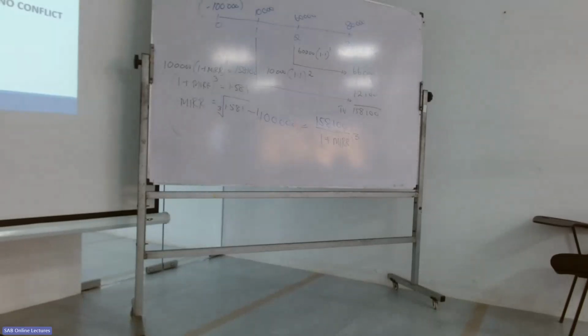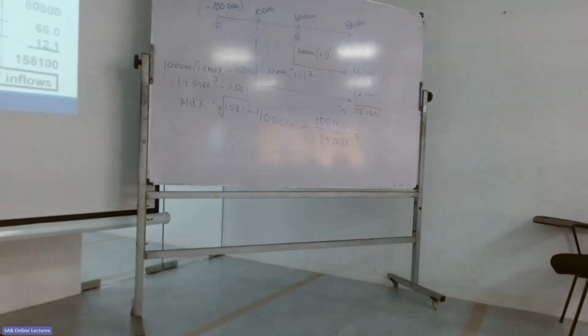I'm not going to that extent, but how to solve this? You have to calculate the modified internal rate of return. Then you can see there is no disagreement. NPV and the MIRR are aligned. So that way you can solve it.